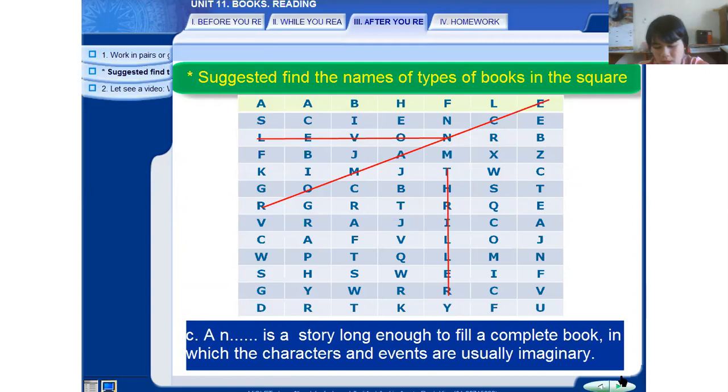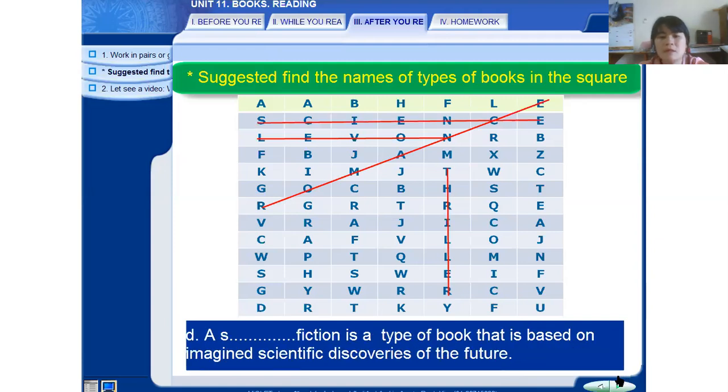The text fiction book is a type of book that is based on imagined facts and seeks discovery of the future. Một thể loại viễn tưởng, thể loại sách dựa trên những cái khám phá khoa học tưởng tượng của tương lai. It can be X, thể loại khoa học, đây là cái từ khoa học ở dòng thứ hai. Thứ tư, science.